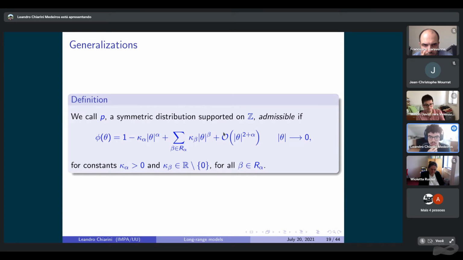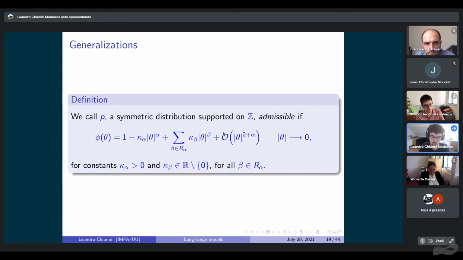Right, and we only have to track up to order 2 plus alpha. After that, that's not really useful for local central limit purposes anymore, but it might be useful to get better rates of convergence, better error terms in the Green function.